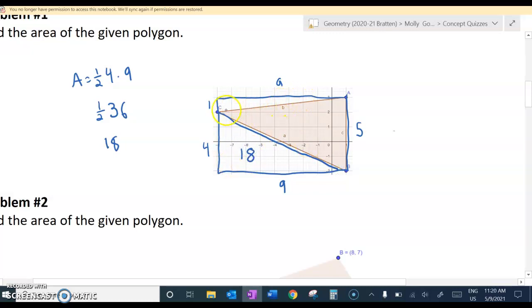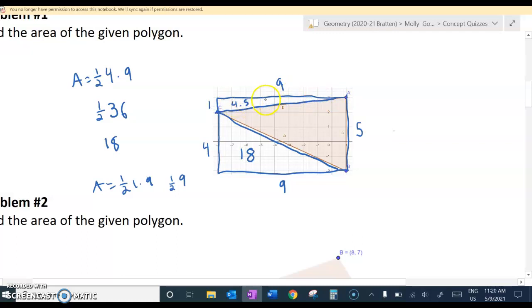And then I'm going to do the same for this small triangle. So its area equals 1/2 1 times 9. And so 1 times 9 is 9. And 1/2 of 9 is 4.5. So this triangle is 4.5.